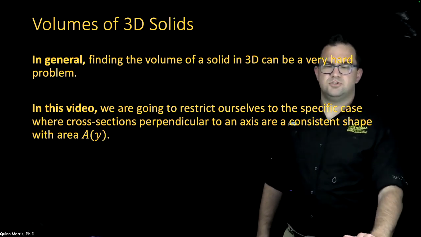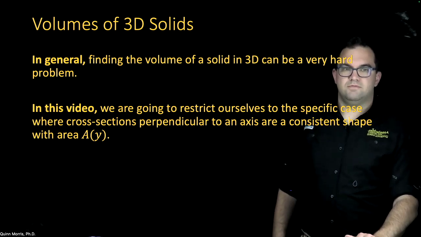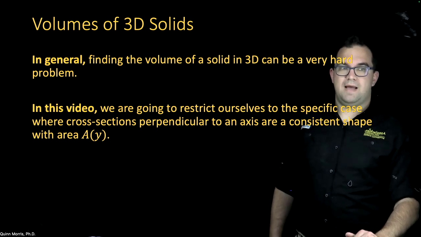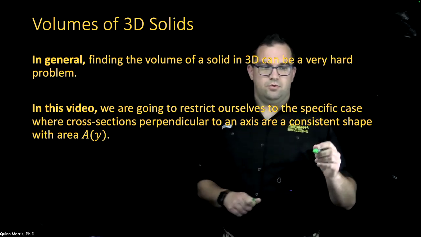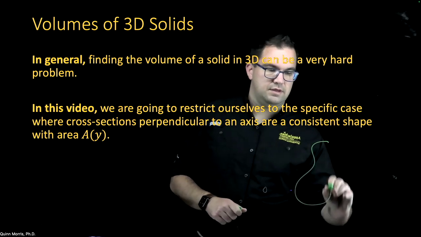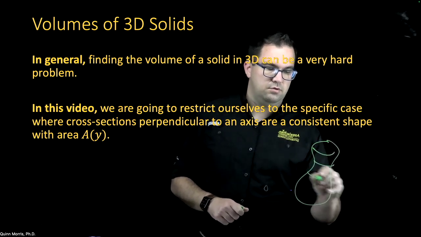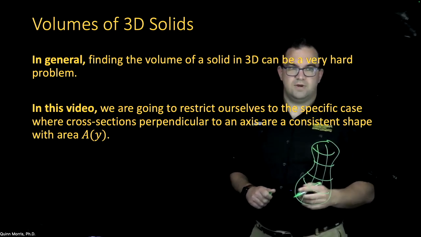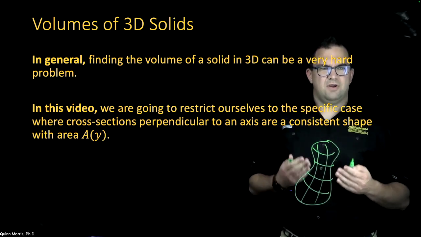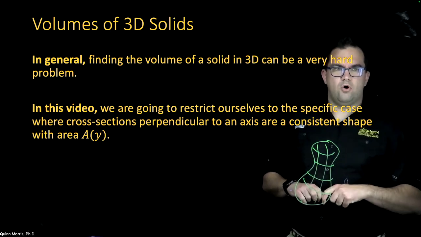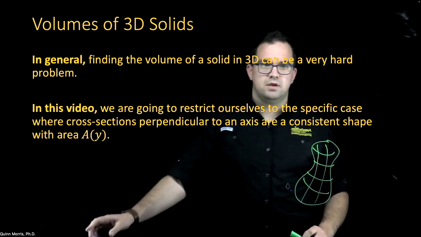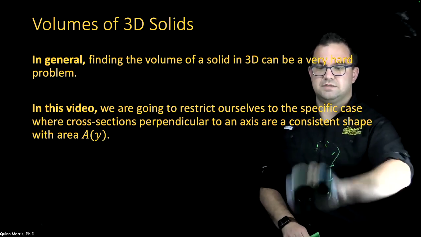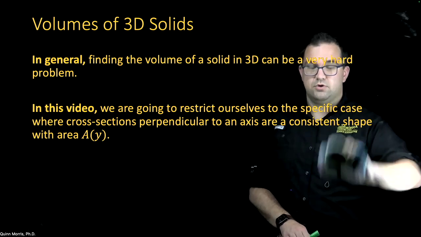So to start with, in general, finding the volume of some three-dimensional figure can be a very hard problem. If you imagine the most generic possible three-dimensional solid, you could have three-dimensional objects which are very strangely shaped. And you're not going to have very nice formulas for finding the volumes of those kinds of solids. But in this video, we're going to restrict ourselves to a specific case of three-dimensional solids, a particular type.